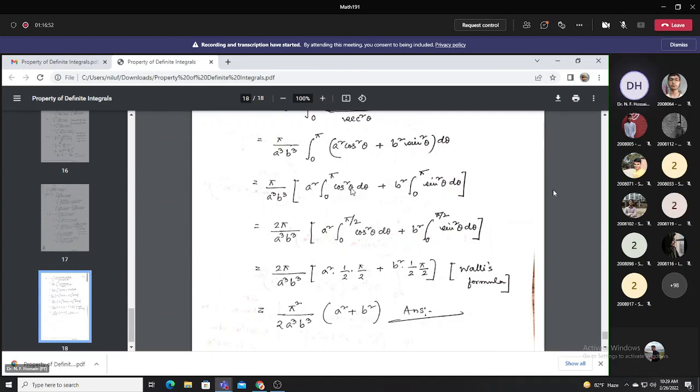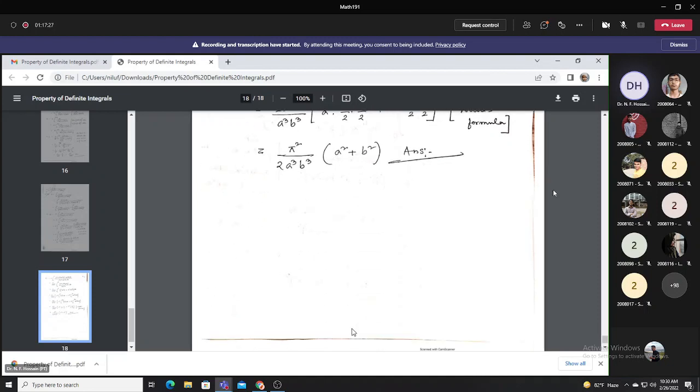Because cos of (pi minus theta) whole square equal to cos square theta, the property is satisfied here also. Sine of (pi minus theta) whole square equal to sine square theta. So f of 2a minus x equal to f of x. So it can be written as 2 into 0 to pi by 2 of a square cos square theta. This 2 is common here and here, so it can be taken outside. 0 to pi by 2 cos square theta, it will be a square, half into pi by 2. Here b square into half into pi by 2 using Wallis formula, and this is your result.